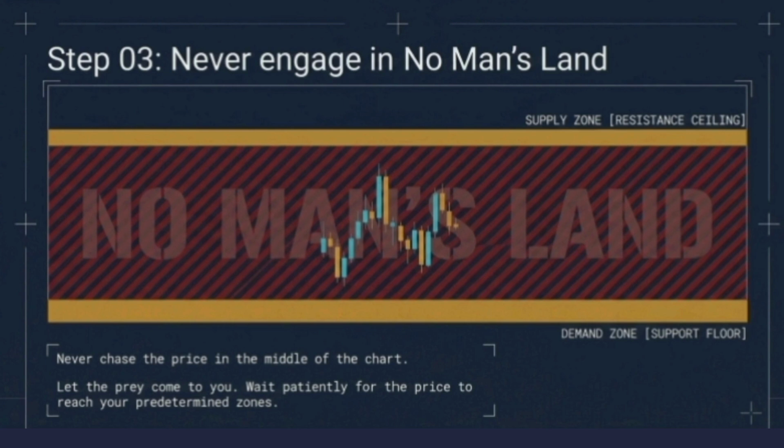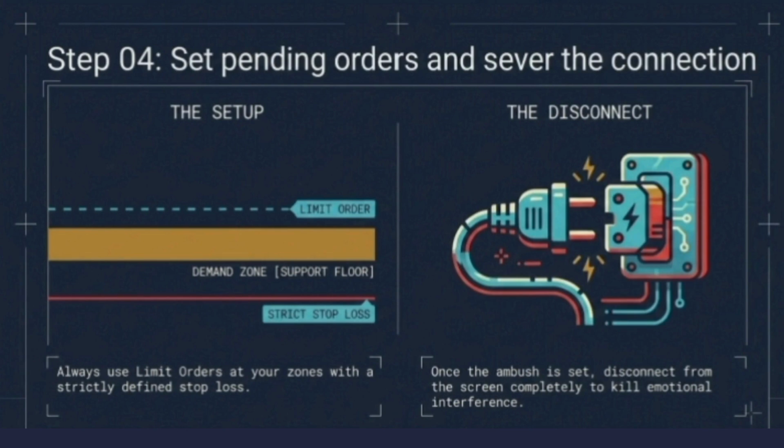It addresses that exact urge with a brutal, non-negotiable rule regarding what the methodology calls no man's land. Right, step 3. No man's land is any space on the chart that exists between your identified supply and demand zones. The middle ground. The system explicitly states you must never engage with the price while it is traveling through this middle ground. You must wait for the price to completely reach your predetermined zone. So even if it looks like a guaranteed continuation, even if the momentum is like a freight train heading straight for my zone, trying to capture that middle move is basically playing the market maker's game. It is literally stepping out of your concealed sniper hideout and running wildly into an open field.